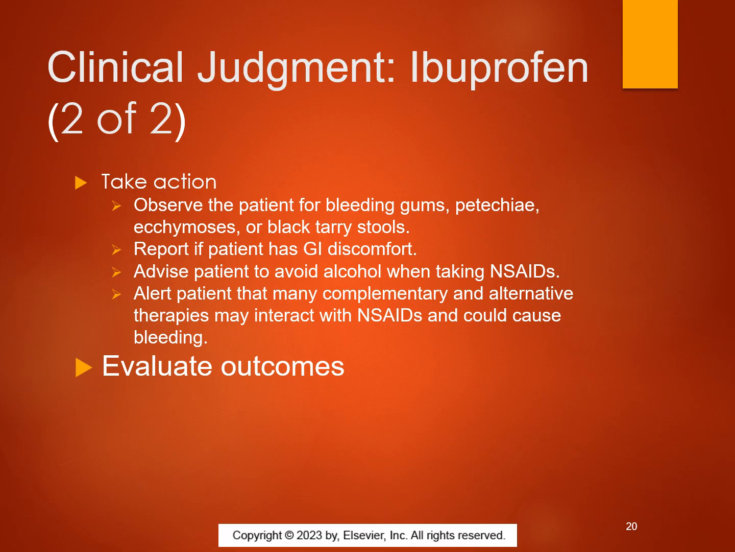patient education. So report if the patient has GI discomfort, advise the patient to avoid alcohol when taking NSAIDs, and alert the patient that many complementary and alternative therapies may interact with NSAIDs and could cause bleeding. These are early warning signs of bleeding.